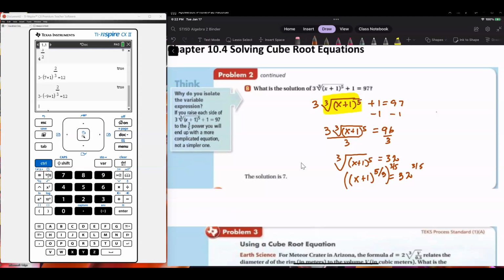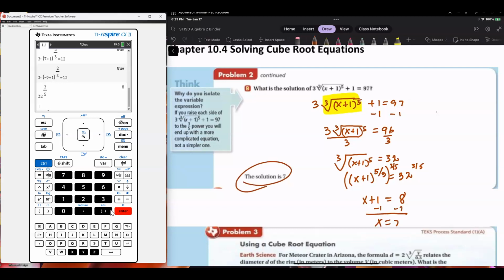5 times 3 is 15, 3 times 5 is 15, so you have x plus 1 equals, and I'm going to do this in the calculator, 32 raised to the power 3/5, and you get 8. You subtract 1 from both sides, so x equals 7. That's what we have here. The last thing to do is to check.